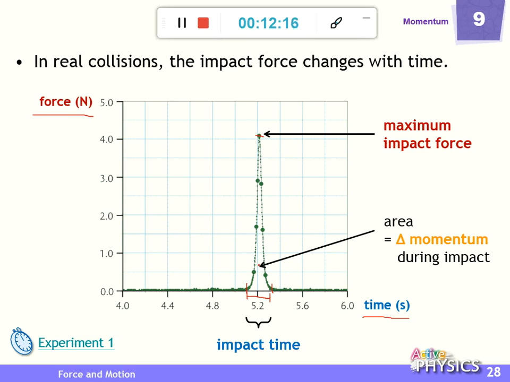In this actual case, you can see that the impact force is not the same all the time, it should be changing. This one we can call the instantaneous impact force. This one is very difficult to measure unless we use a very accurate device. But here, we can find the area under the graph. The area under the force time graph is the momentum change, delta P.